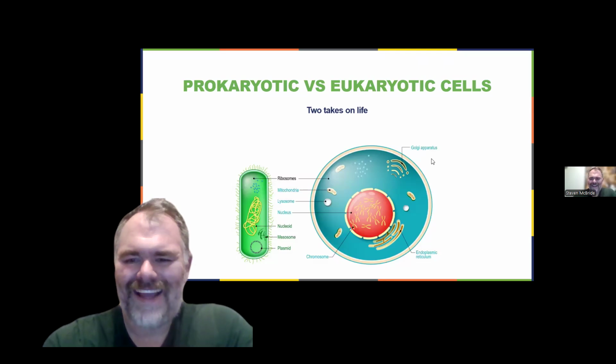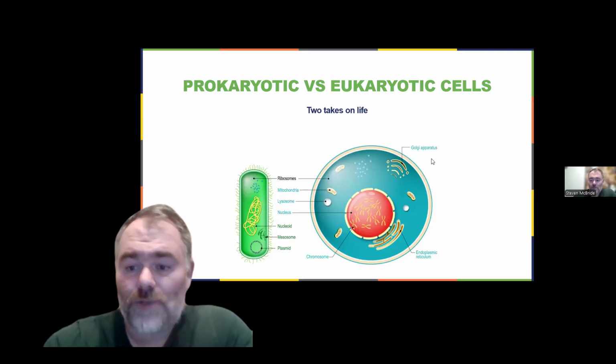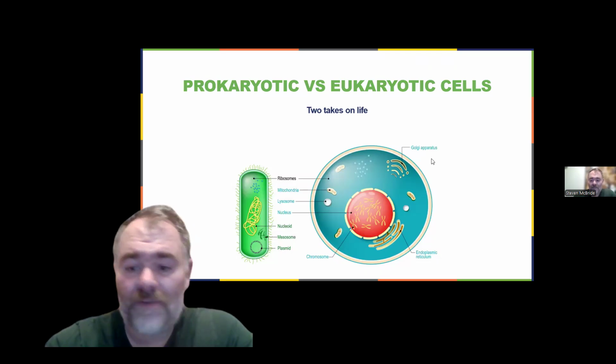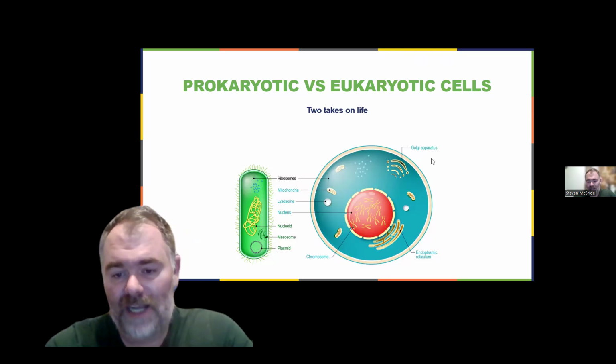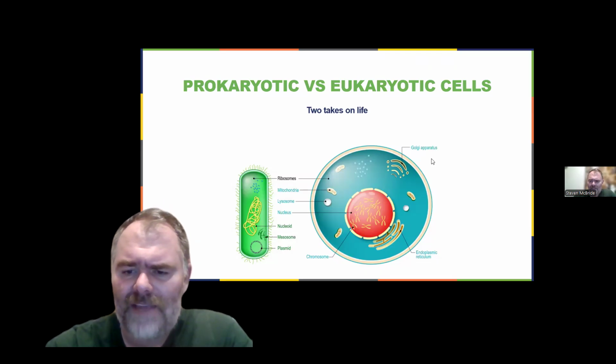Hi, everyone. Now that we understand that all life is made of cells, we can ask a new question. Are all cells organized the same way? The answer is no. Over billions of years, life evolved two major cellular designs, prokaryotic cells and eukaryotic cells. As you look at the image on this slide, notice the dramatic difference between them.